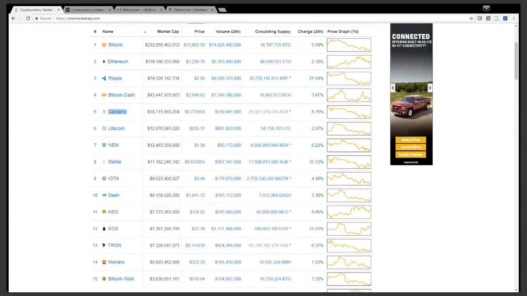So you can see and understand that within this market space we're talking a lot of money, $18.7 billion. And it's very cheap, only 72 cents, because it has a large circulating supply of coins. But here's the thing.